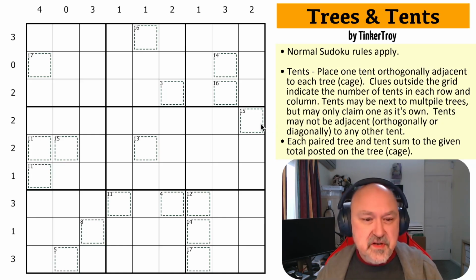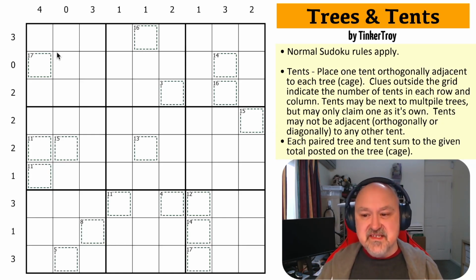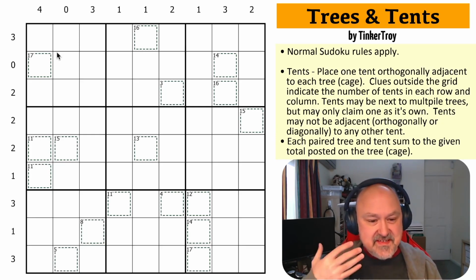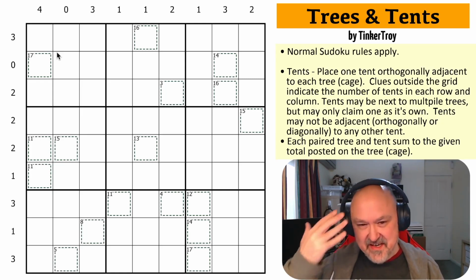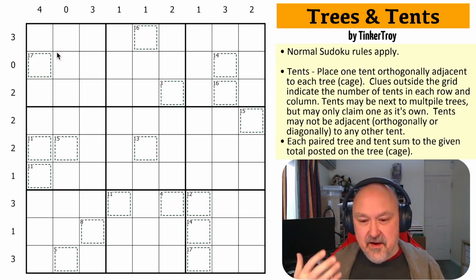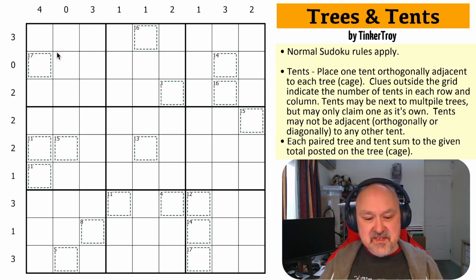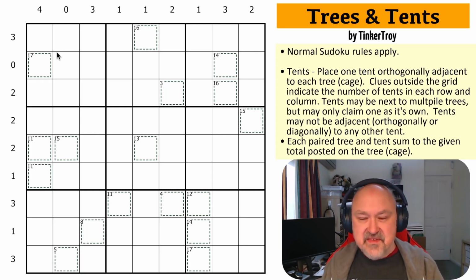So normal Sudoku rules apply. This is Trees and Tents by TinkerTroy. I'm a little bit daunted by this. This one looks really interesting and I don't know anything about it, and I was told that if you've never seen logic like this before, you could find this a little bit tricky. I've been told people who do these puzzles may find this one a bit easy, but I've never done a puzzle like this. So this will be interesting.